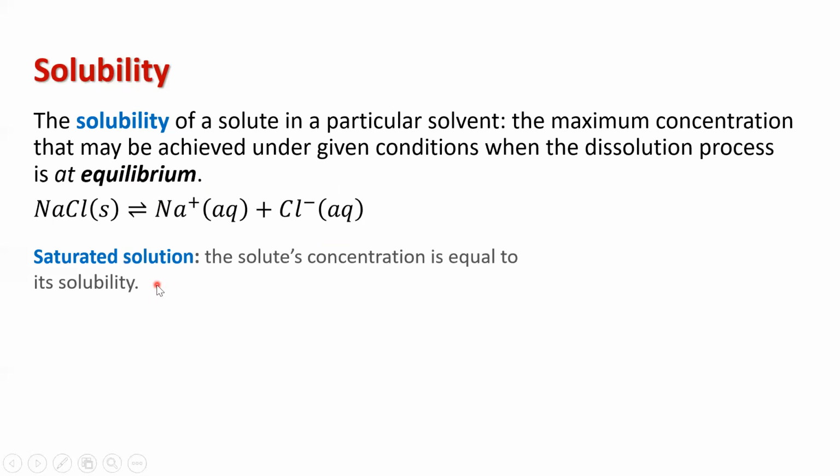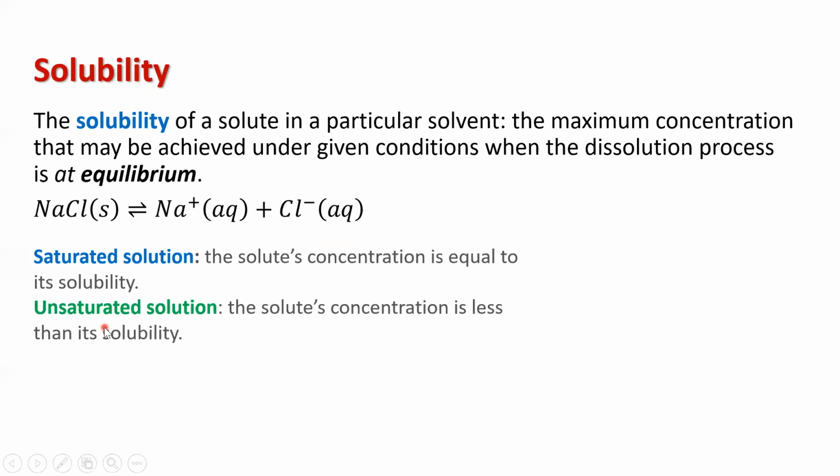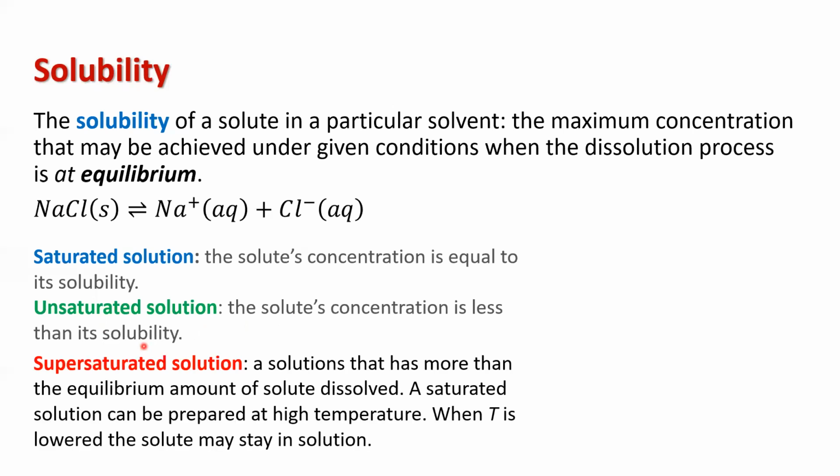So, some terms. A saturated solution has the maximum amount of solute dissolved in it, so the solute's concentration is equal to its solubility. But if we have an unsaturated solution, we don't have enough solute dissolved in the solution, so the solute's concentration would be less than the solubility, or that maximum concentration. And we can have what are called supersaturated solutions. Those are ones that you kind of have to force to be made, and they're super unstable and tend to go back down to their saturation point fairly quickly. But you can force a solution to dissolve more than it should at a particular temperature.